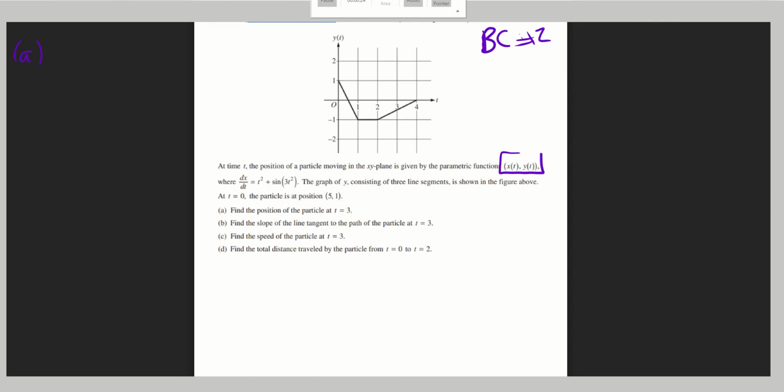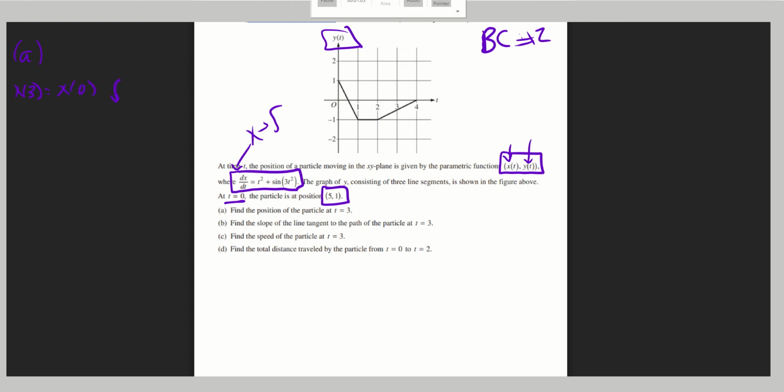For position, we're dealing with parametric equations, so we need to have an x coordinate and a y coordinate. They've given us dx/dt, and then they've given us y of t. So the y coordinate is going to be really easy. The x coordinate, though, since we're given dx/dt to find x, means we're going to have to integrate. So if we want x of 3, they've given us this initial condition. At t equals 0, the particle is at (5, 1). So that means we know what x of 0 is.